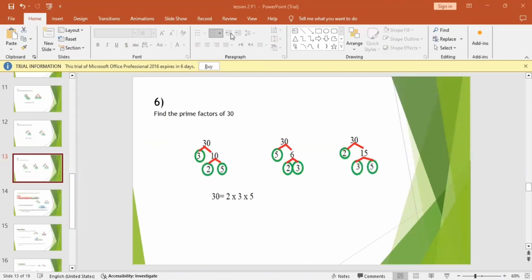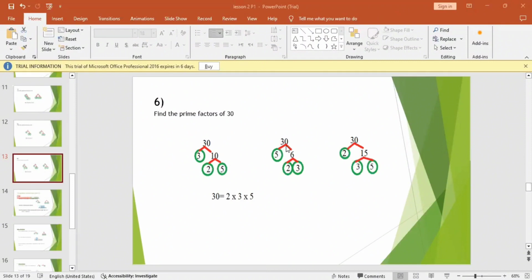Find the prime factors of 30. How can I get 30? I can get it by many ways. 30, 3 times 10. And 10, 2 times 5. 3 and 2 and 5 are prime numbers.